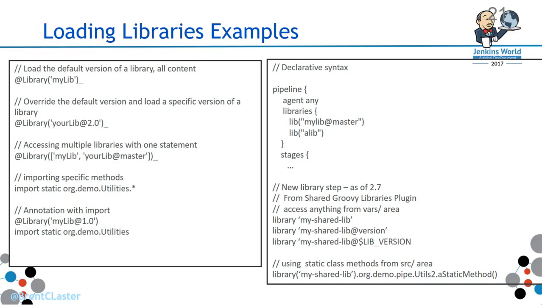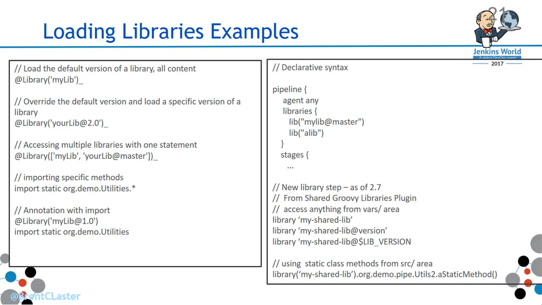On the top left, that's a simple bring in this library named mylib, in the scripted syntax. Notice the underscore there is a placeholder again for the annotation because we don't have a specific import. In the next one down, we're loading version 2.0 of a library. That's an example of overriding the version if you want to bring in a particular version. Version, again, could be something like a branch name, a tag, that sort of thing.